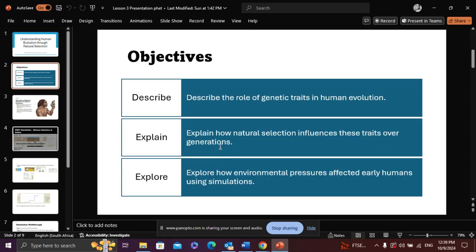By the end of this lesson, you'll be able to understand how genetic traits played a role in human evolution, explain the process of natural selection and how it shaped these traits, and lastly, explore how environmental pressures like climate and predators influenced early human populations. We'll achieve this through an interactive simulation that brings these ideas to life.